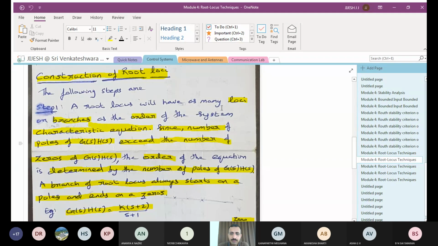So today's class we are going to discuss the construction of root locus. It's very important for us to understand the construction of root locus, and there are many steps involved in the construction of root locus. Let us discuss these things one by one.